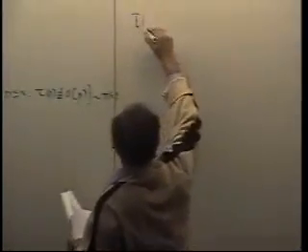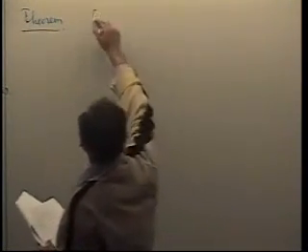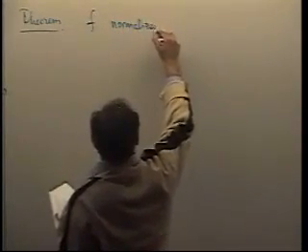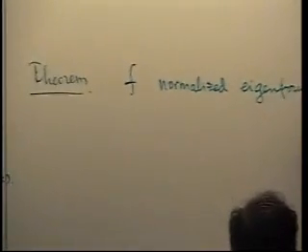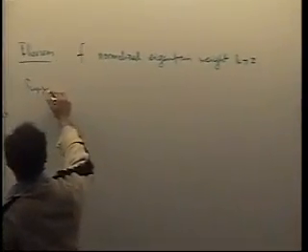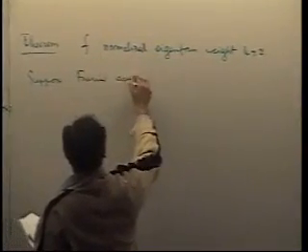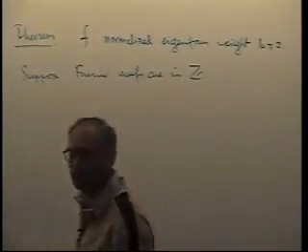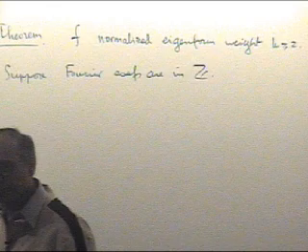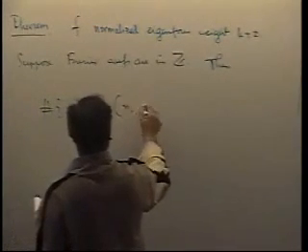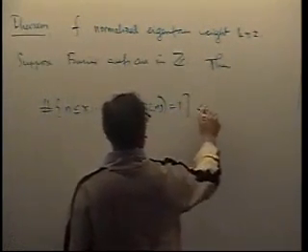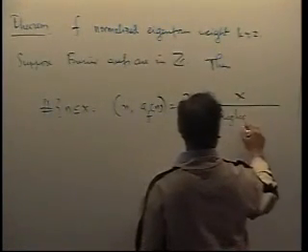This is the theorem. F is a normalized eigenform of weight k. Let's assume that the Fourier coefficients are rational integers. In general, they'll be integers in some number field. I'm assuming this for simplicity now, otherwise it's a little bit more complicated. Then the number of n's less than or equal to x such that n and a sub f of n are coprime is bounded by x over log x.